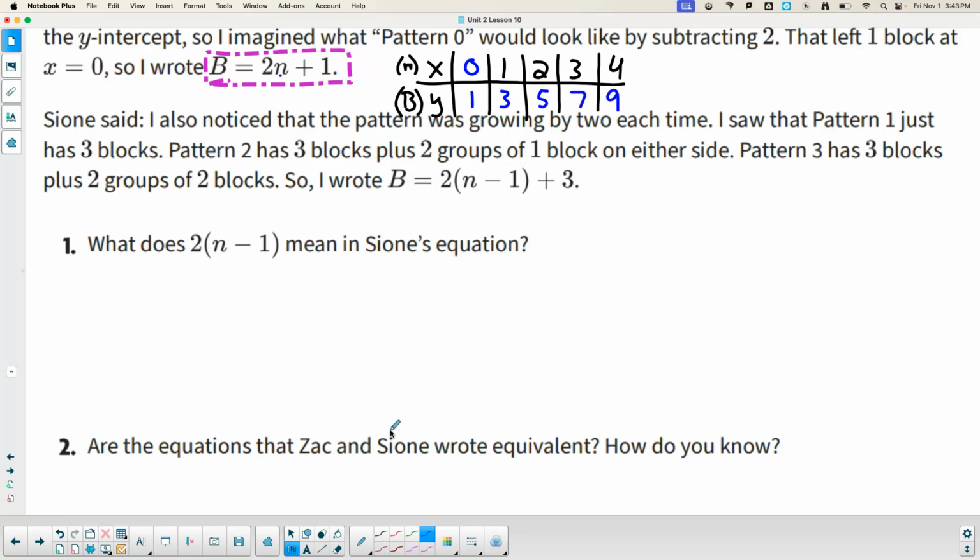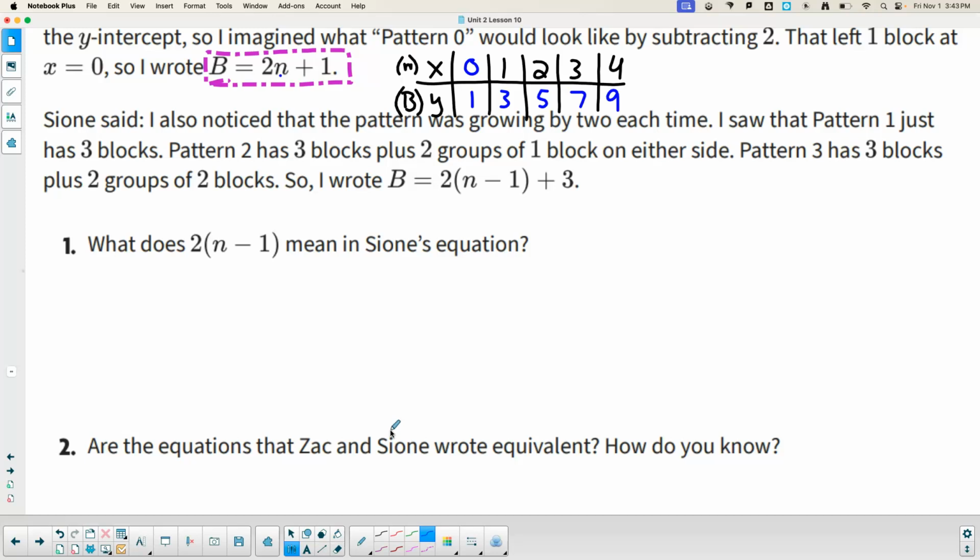Okay? So Sia said, I also noticed that the pattern was growing by 2 each time. I saw that pattern 1 had 3 blocks. Pattern 2 has 3 blocks plus 2 groups of 1 block on either side. And pattern 3 has 3 blocks plus 2 groups of 2 blocks.